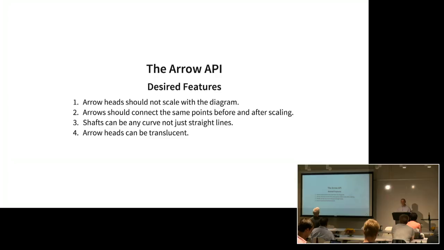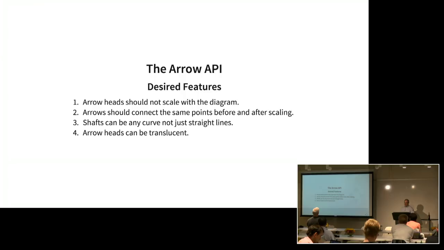The other thing you definitely want is, if you have an arrow connecting two points and you scale your diagram, you still want it to be connecting those two points. And that's very much related to the first one, which we're going to see. We want the arrow shafts to be any path or trail, not just straight lines. And we want the heads and the tails to have the ability to be translucent or transparent. That affects the design quite significantly, because it doesn't allow us to overlap the arrowhead and the arrow shaft. If you have a translucent head and you overlap it with the shaft, you're going to see the shaft. And that makes it that much more difficult.